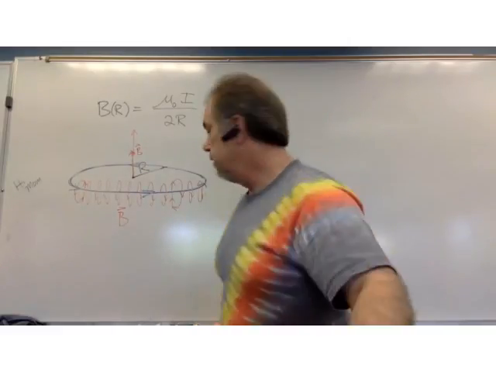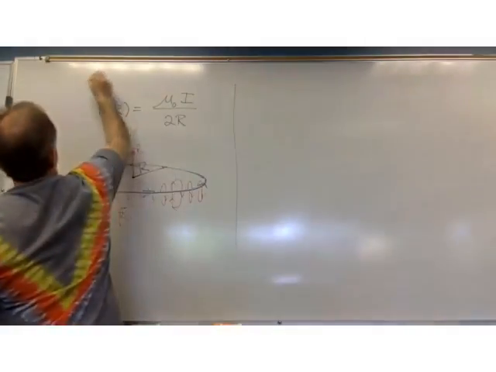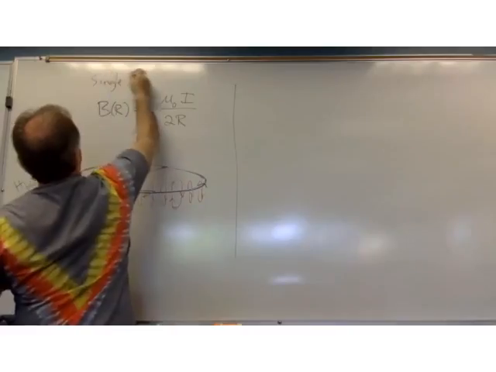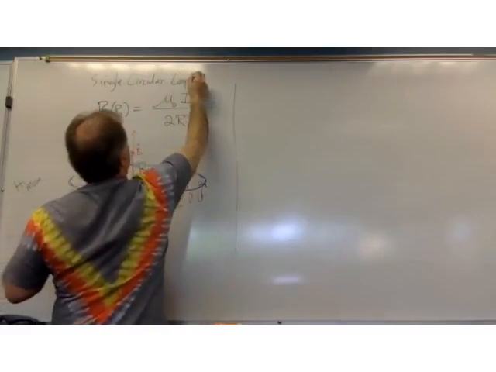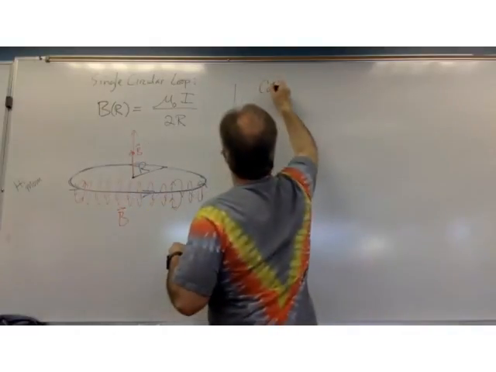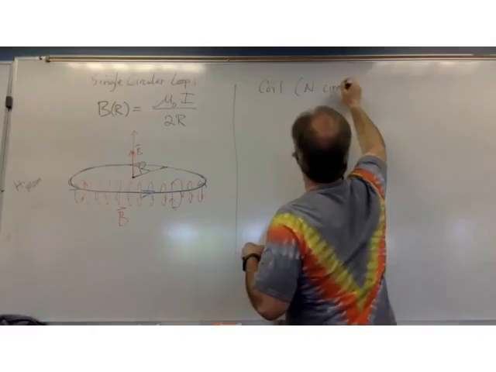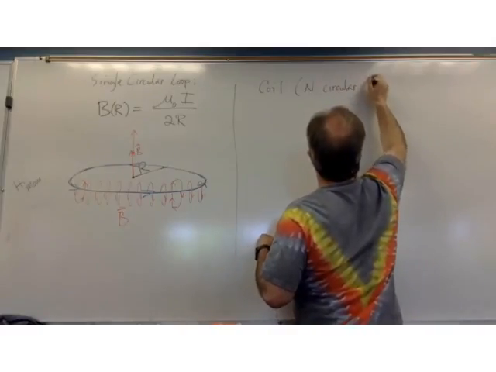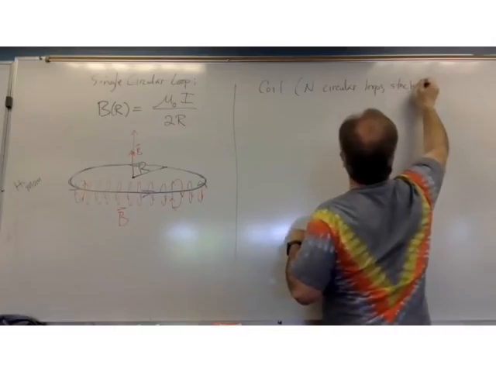That's just superposition. And so this is a single circular loop. For a coil, which is N circular loops stacked, they all have the same radius.